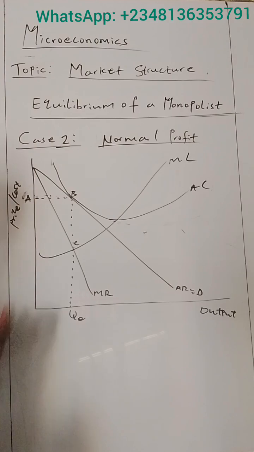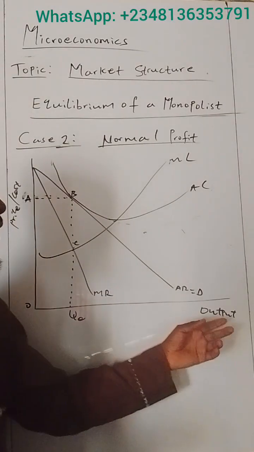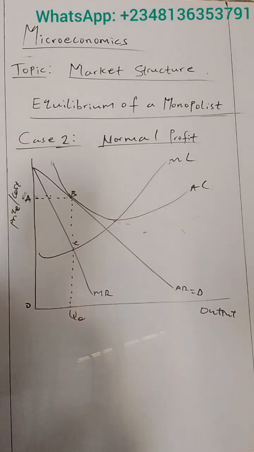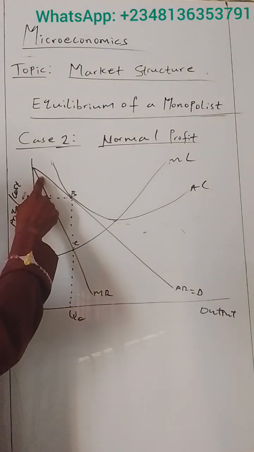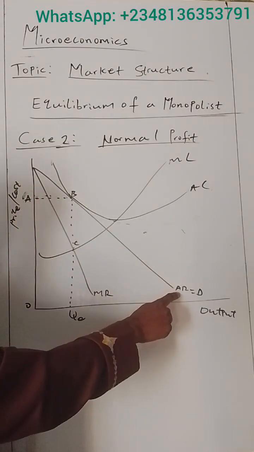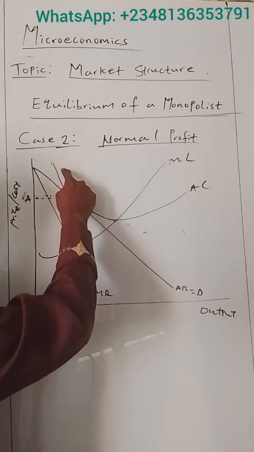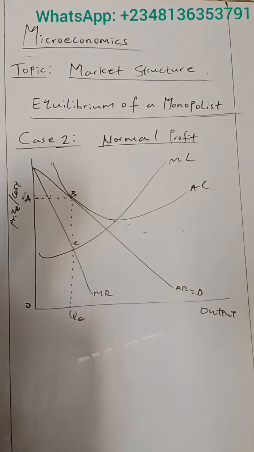Now, we are going to use this diagram to illustrate that. You can see on the y-axis here we have price and cost as usual. On the x-axis here we have output of the firm. Here we have the marginal revenue curve. We have the average revenue curve, which is the same as the demand curve. We have our marginal cost curve, and here we have our average cost curve.